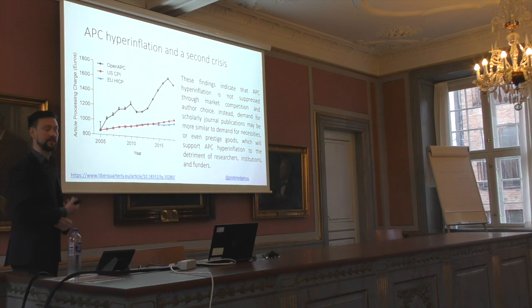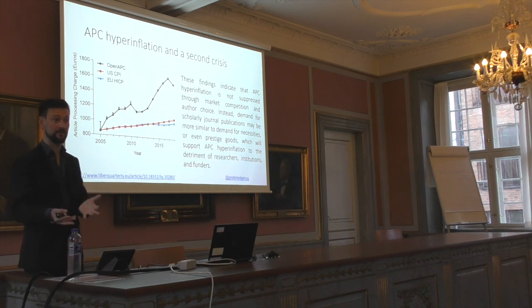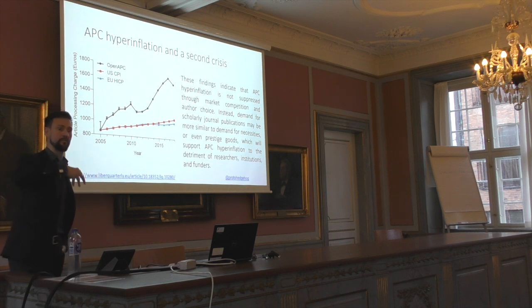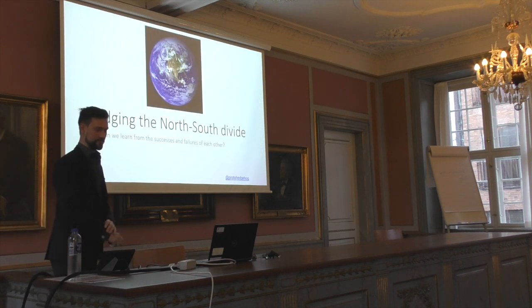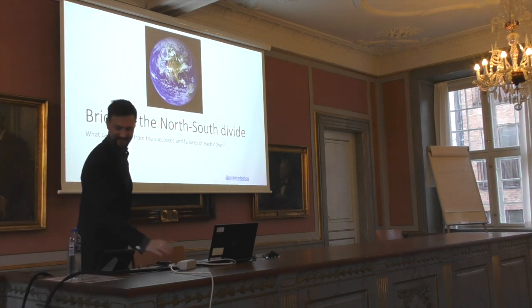So it's leading to a system of hyperinflation, it's called, and potentially another second open access crisis where, again, libraries cannot afford to pay to make their work open access because the publishers are just ramping up the costs as much as they want. So that was part one-ish, I guess.